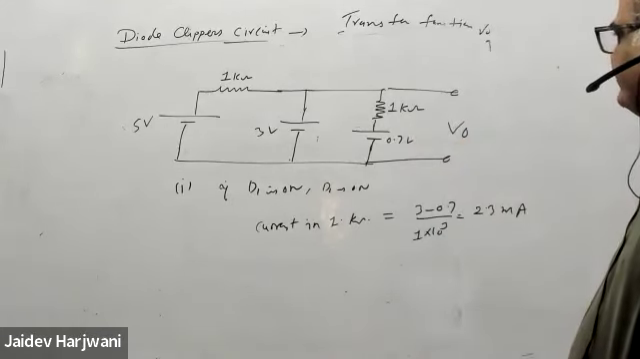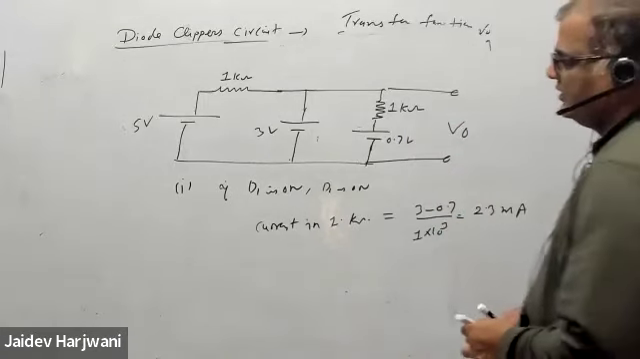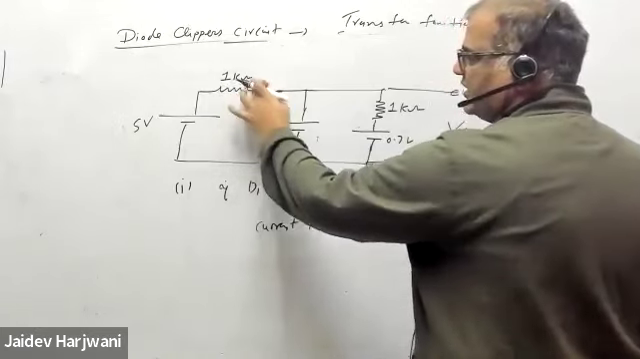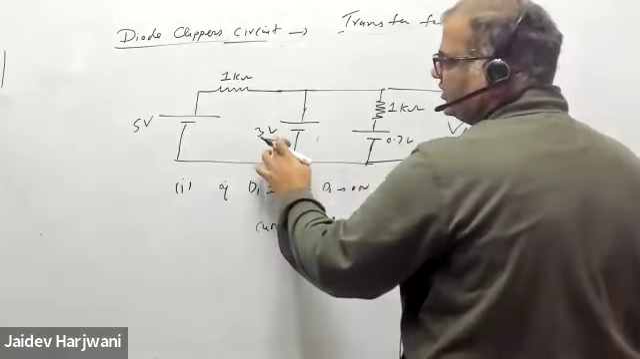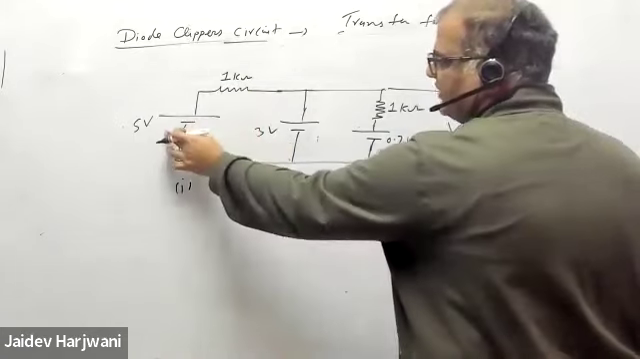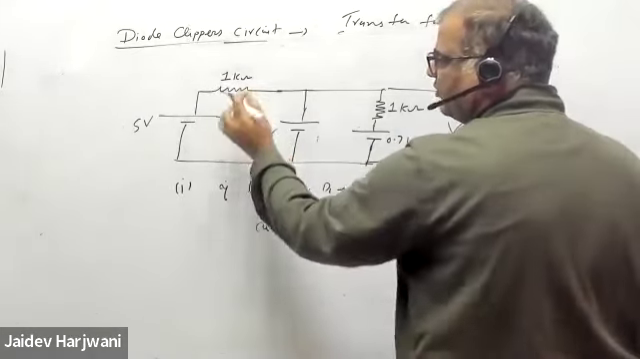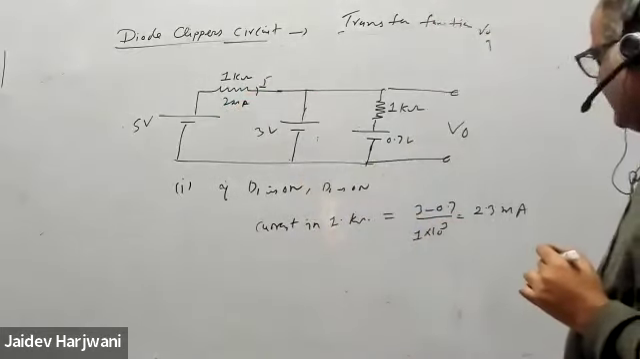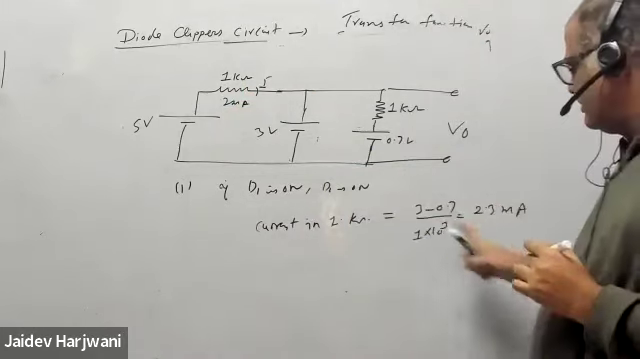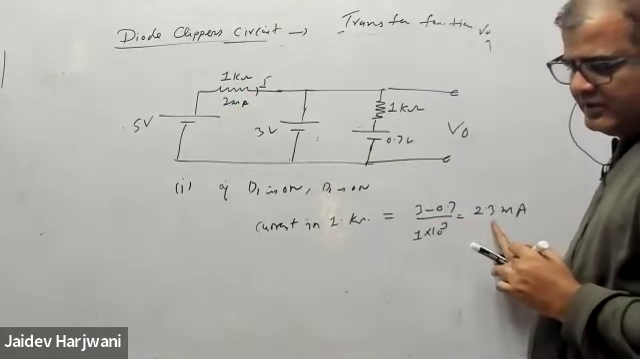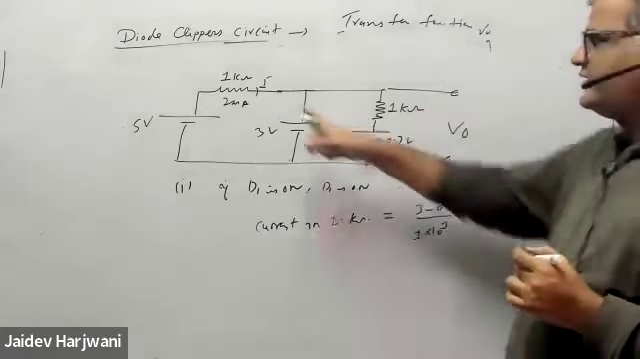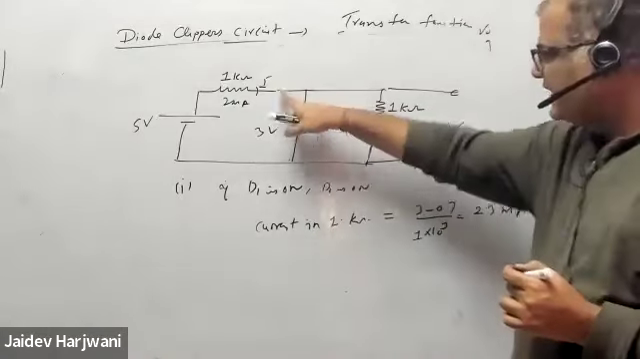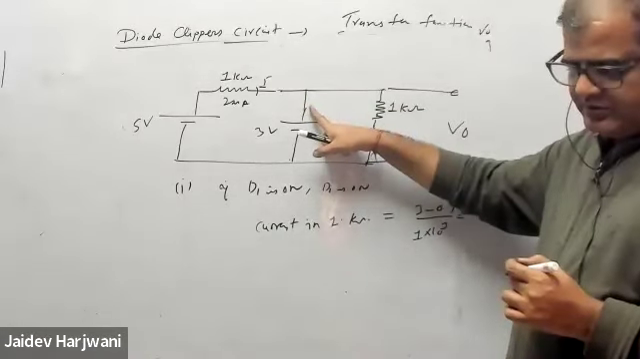Now, what is the current here? This is 5 volt, this is 3 volt. So it is 2 upon 1 kilo, 2 milliampere. Yes or no? And this current is coming 2.3 milliampere. So is that possible? No, this is giving 2 milliampere current, and this is 2 milliampere, because some current has to go here also. Got my point?